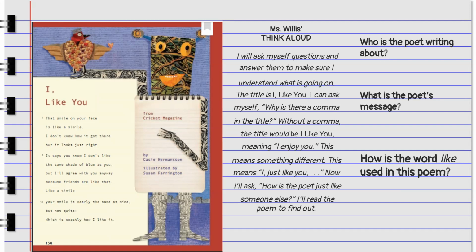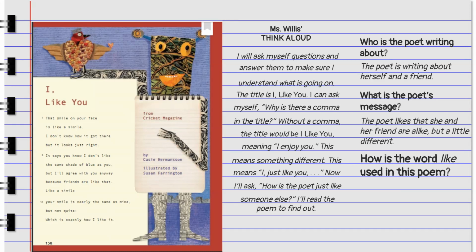All right, so this is our first question that's on your quiz. Who is the poet writing about? Well, in this poem, the poet is writing about herself and her friend. That's who the poet is writing about. Our next question says, what is the poet's message? She wants the reader to know that she and her friend are alike, but a little different. So she wants the reader to know that she and her friend are the same and different at the same time.